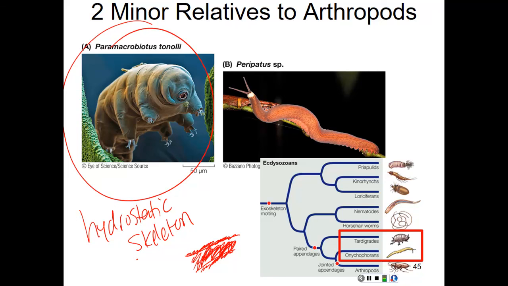The other group is known as the velvet worms. These also have unjointed appendages and a hydrostatic skeleton. So those are just two smaller little groups that are worth mentioning because we find them here on our tree. But as far as the ecdysozoans go, the nematodes and the arthropods kind of dominate the story a little bit.